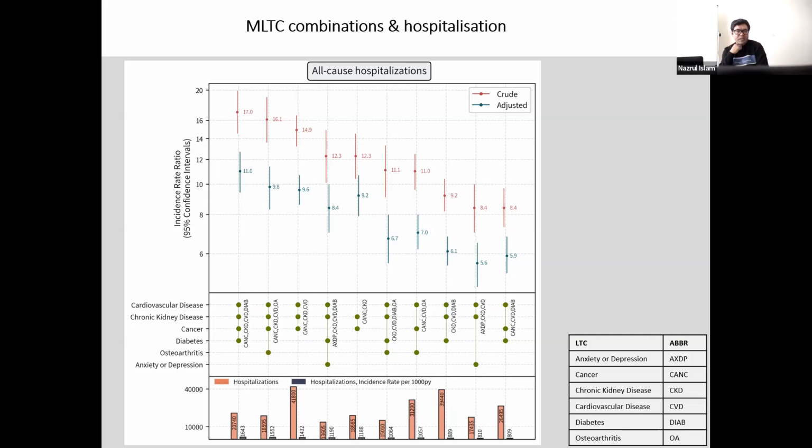In the top 10 conditions, cardiovascular disease appeared in almost all of them, and some had cancer. CKD is chronic kidney disease. CVD is cardiovascular disease, which had heart failure, hypertension, and CHD together, and diabetes. So the top was cancer, CKD, CVD, and diabetes, followed by cancer, CKD, CVD, and osteoarthritis. I'm not going into the details of all of these combinations, but as you can see, CVD and CKD appear quite often in most of the top 10 conditions here.